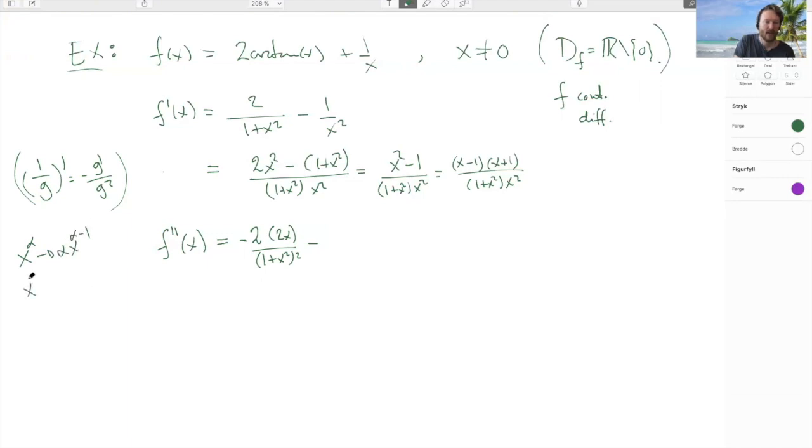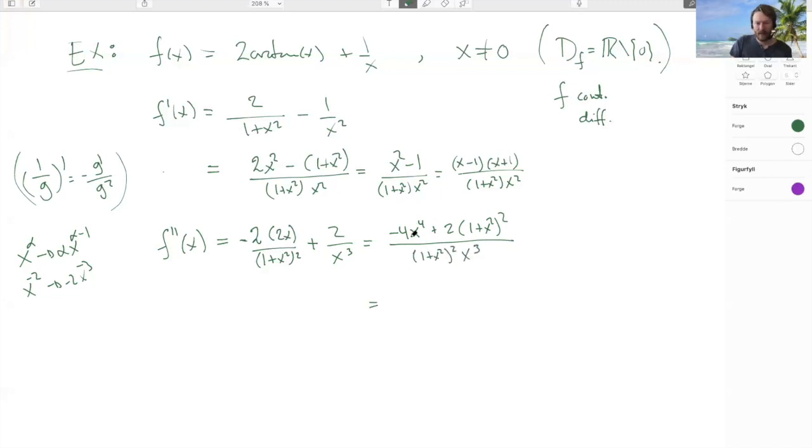And here I'm differentiating x to the minus 2. So I should get minus 2 x to the minus 3, which gives me this. And again, since I'm ultimately after the sign of this expression, I put this on a common denominator. So what does this give me? It gives me minus 4x times x to the third, so that's minus 4x to the fourth, plus 1 plus x squared, and then divided by a bunch of stuff down here.